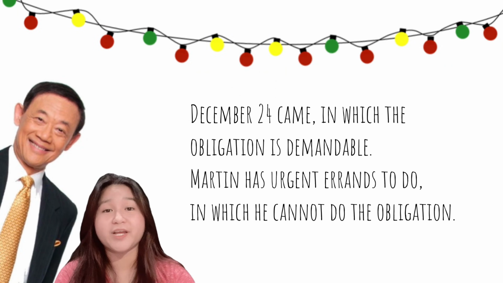Okay, I'll still do it. December 24 came, in which the obligation is demandable. Martin has urgent errands to do, in which he cannot meet the obligation. Hart, sorry, but I can't do the obligation because I have something important. So, how do we settle this?